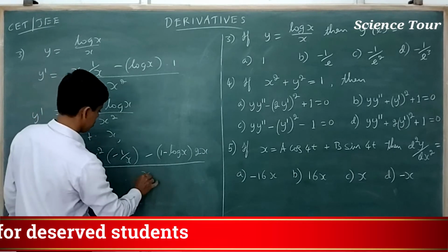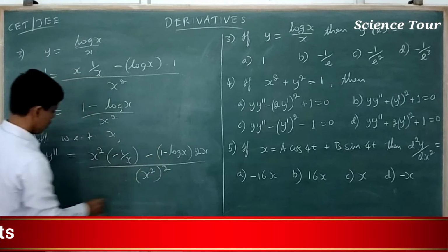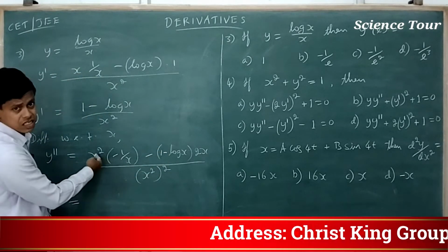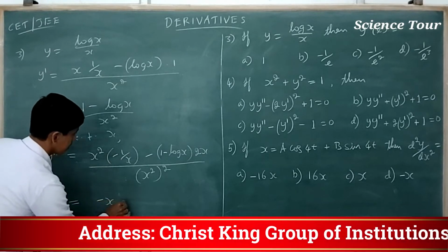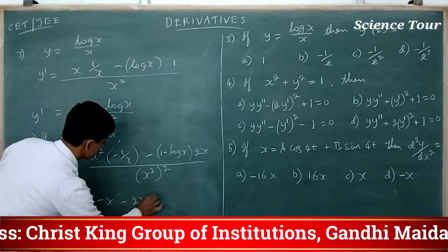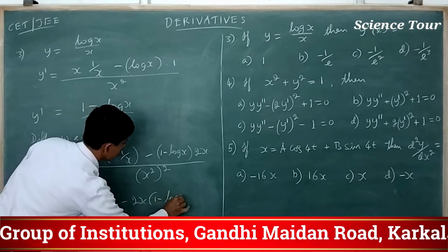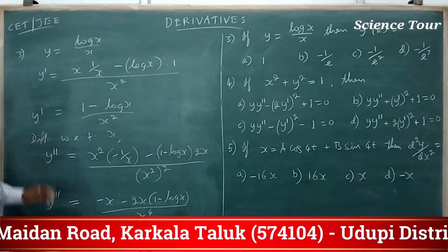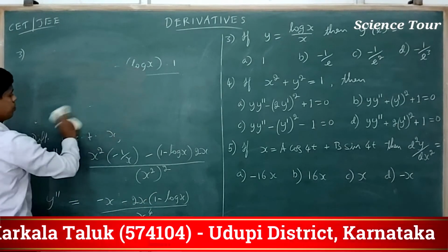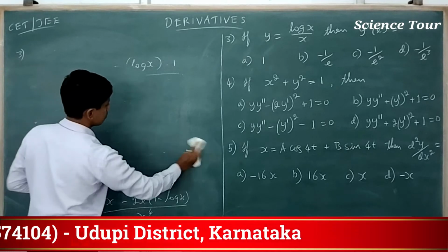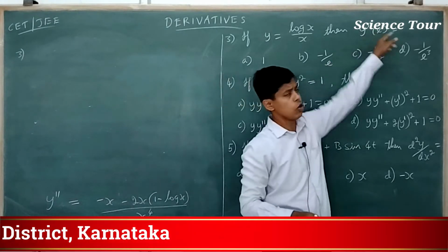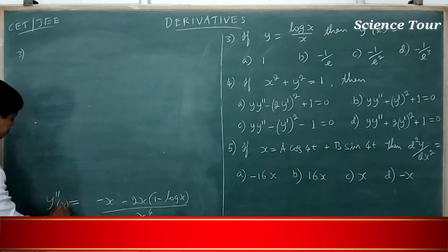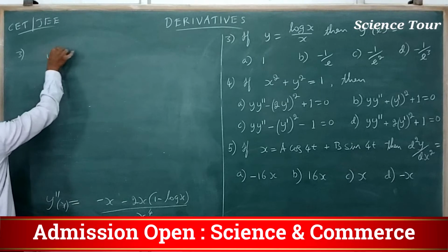Okay, so this is still y double dash, and you have got minus x over here, and minus 2x into 1 minus log x divided by x to the power 4. Alright, so we got y double dash. Now finally we have to find y double dash of e. So this is y double dash of x, so this is in terms of x, right? Okay, so you have to find y double dash of e.